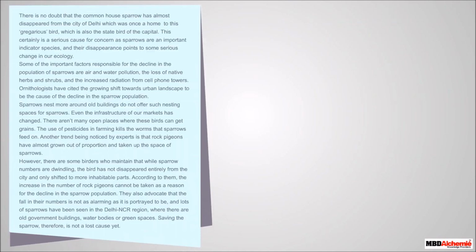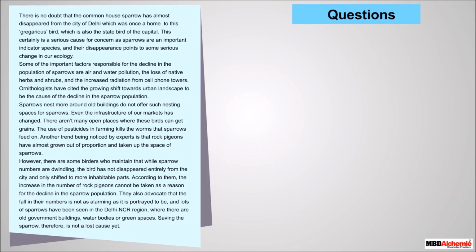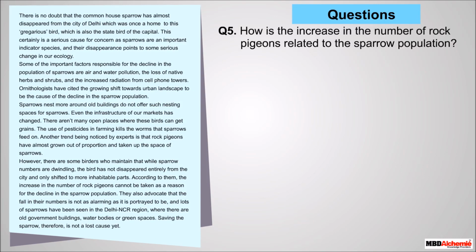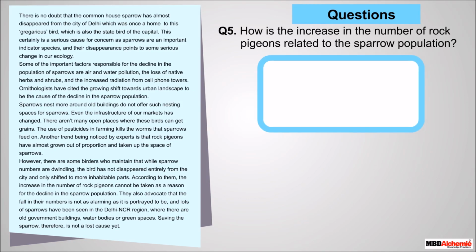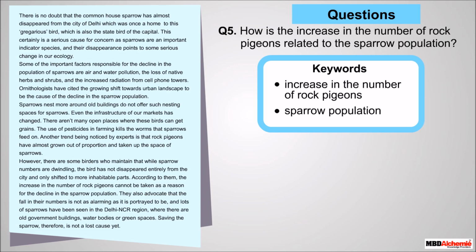Now let's attempt the fifth question. It is, how is the increase in the number of rock pigeons related to the sparrow population? The keywords here are increase in the number of rock pigeons and sparrow population. Try and locate these words in the passage. Look at this sentence which talks about the increase in the number of pigeons. This also gives us the answer to the fifth question.